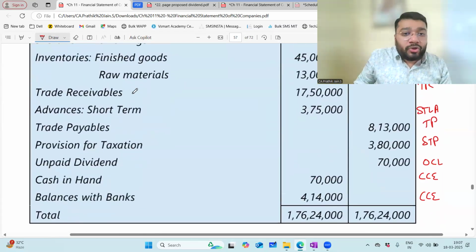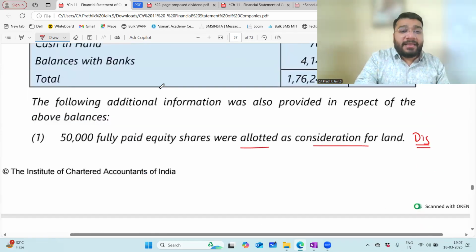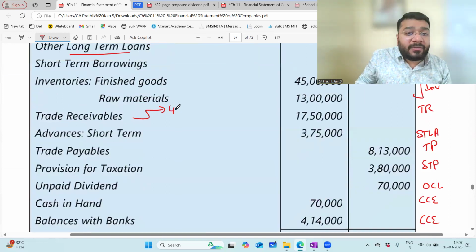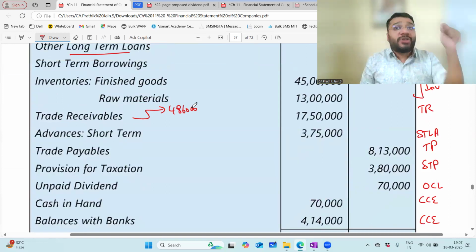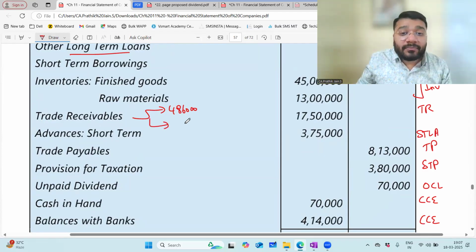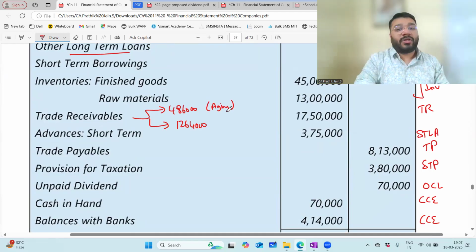Here, total is 17,50,000. In that they're telling that 4,86,000 is due for more than 6 months. So which means this is due but not paid, so I have to show this in aging. So what is the remaining amount? 12,64,000. So this will be given as aging. Chalo, great.